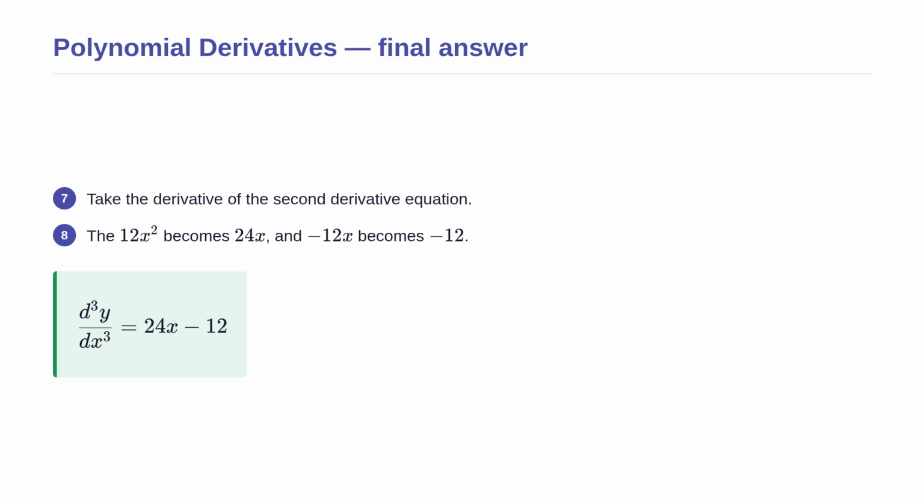Finally, to find the third derivative, we simply take the derivative of our second derivative equation. The 2 multiplies the 12 to give 24x and the negative 12x becomes just negative 12. This gives us our final answer for the third derivative. Physically, if our original equation represented the position of an object, this final answer would represent its jerk.